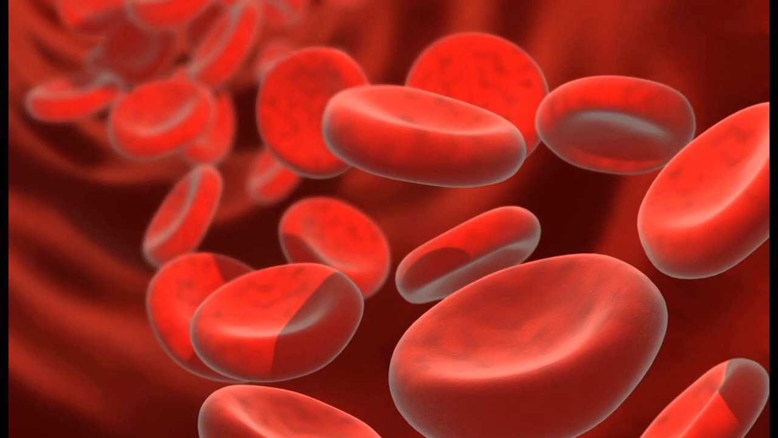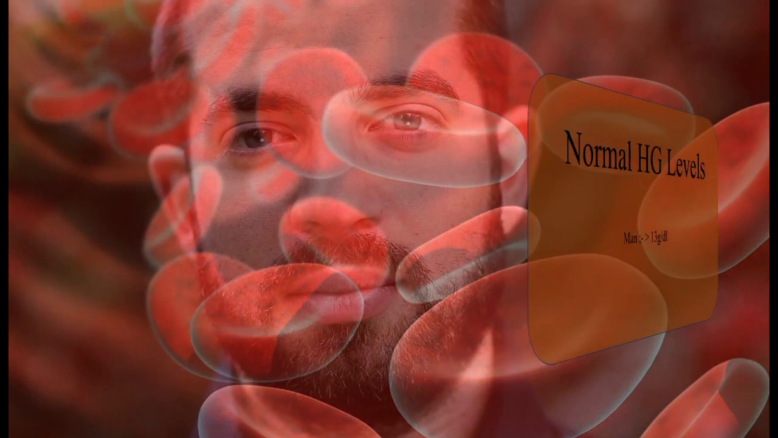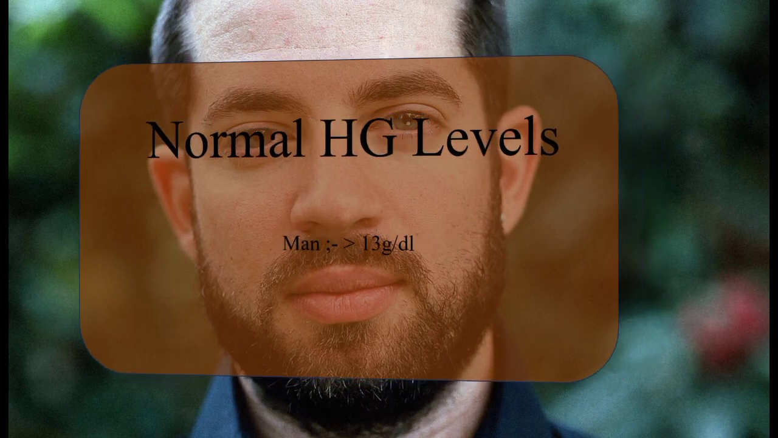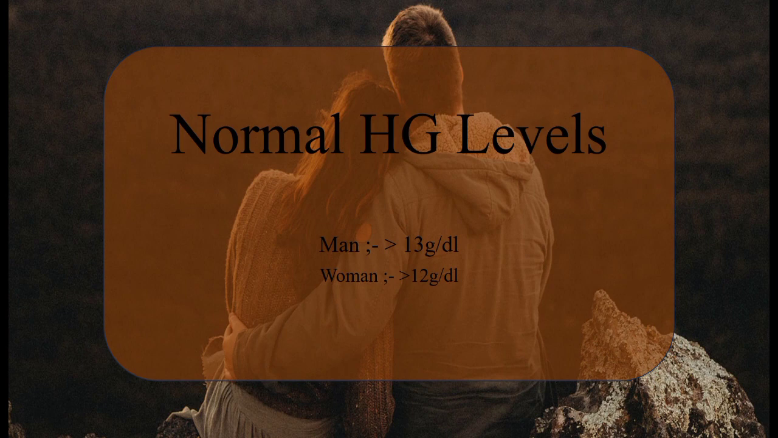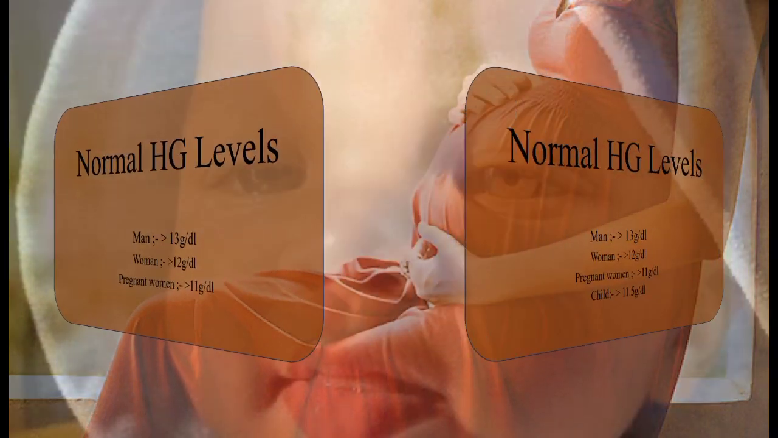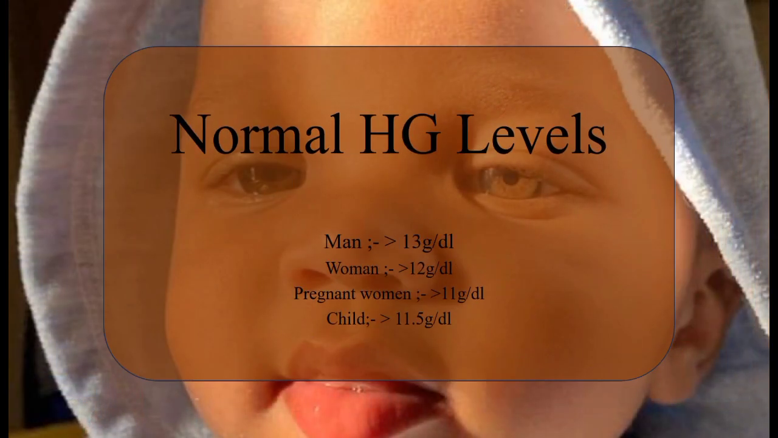So today we are going to start with the normal hemoglobin levels. For example, a man should have greater than 13 grams per deciliter of hemoglobin levels. A woman should have greater than 12 grams per deciliter, a pregnant woman should have more than 11 grams per deciliter, and a child should have more than 11.5 grams per deciliter of hemoglobin levels.